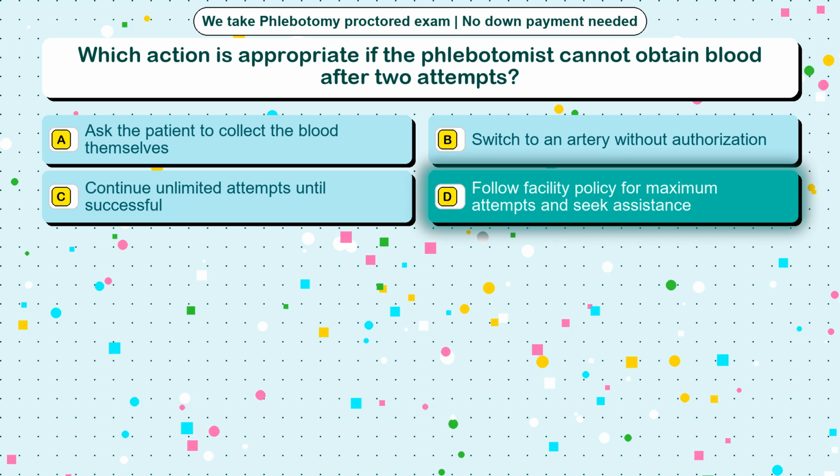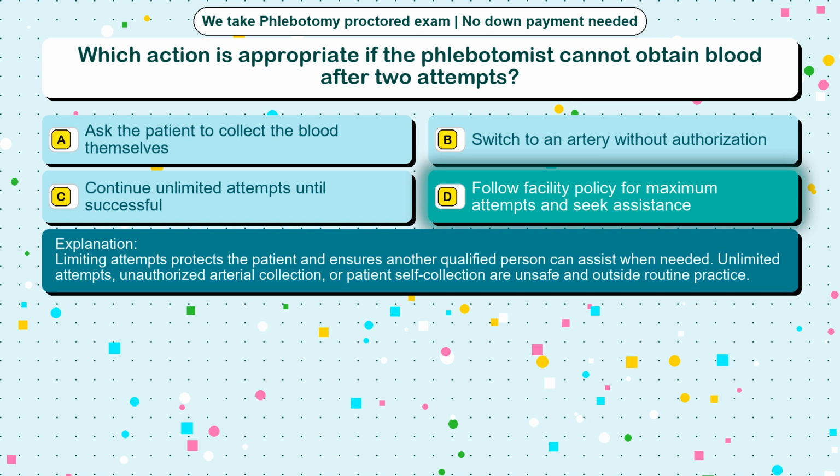Follow facility policy for maximum attempts and seek assistance. Limiting attempts protects the patient and ensures another qualified person can assist when needed. Unlimited attempts, unauthorized arterial collection, or patient self-collection are unsafe and outside routine practice.